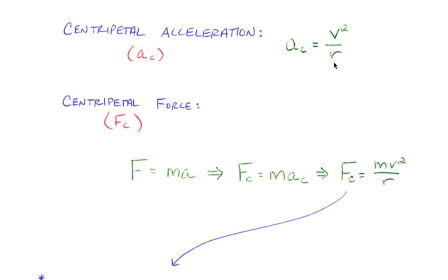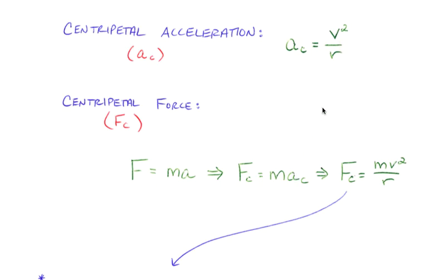To calculate centripetal force, we just need to go back to Newton's second law. We know that F equals ma. Therefore, it's not too far of a leap to think that the centripetal force still equals ma, but it just equals mass times centripetal acceleration. So net force equals mass times net acceleration. Well, centripetal force equals mass times centripetal acceleration.